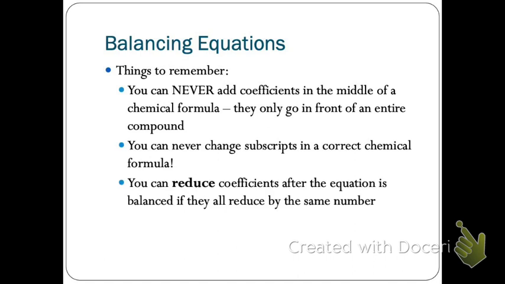If it's possible, you can reduce your coefficients. So if you accidentally overshot it and your coefficients are all reducible by the same number, you can reduce them down. That's not something I want to spend a whole lot of time on because it doesn't happen that often, but it could. Coefficients come in the front, and if they're all reducible by the same number, we can reduce those down. Okay, let's go ahead and try a practice one here.